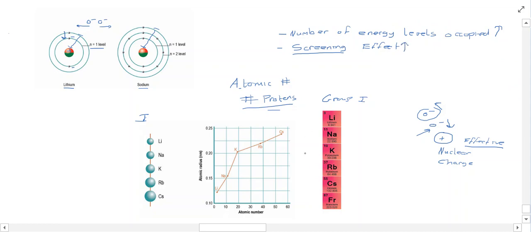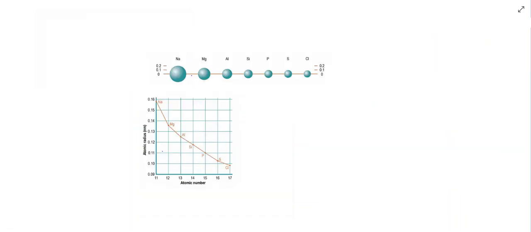But what happens if you stay on one particular period and you move horizontally across? If you move across the periodic table, what starts to happen in relation to the atomic radius? What we can see here is that as you move across a period on the periodic table, the atomic radius actually starts to get smaller.